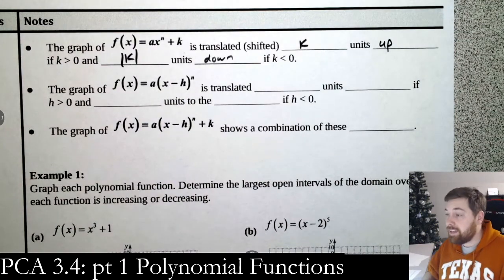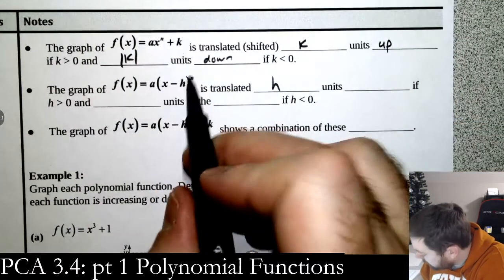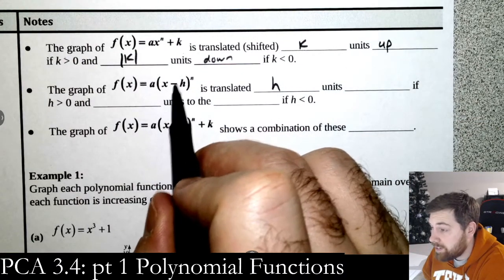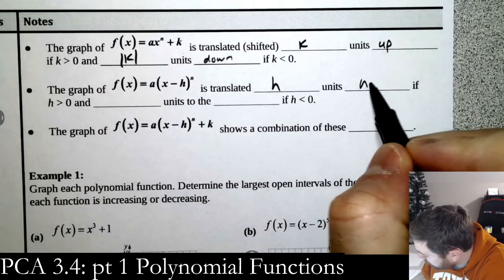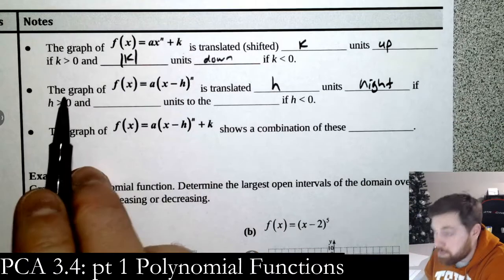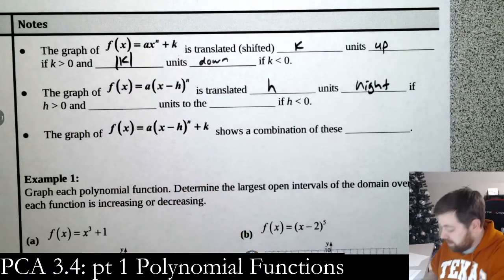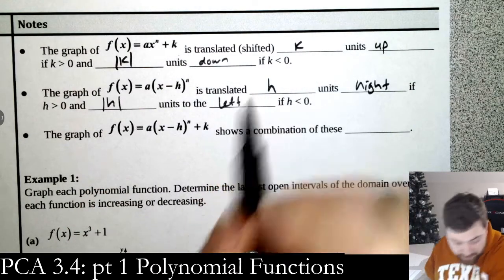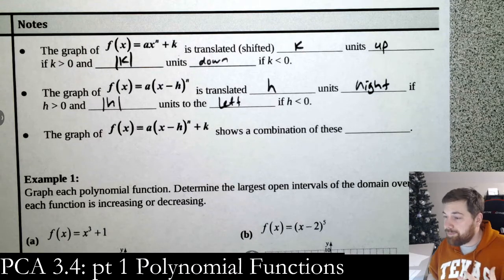If it's on the inside, it's left and right. So here we're going to translate it h units, and remember it's the opposite of what you think. If h is positive here, it's x minus h. That's going to be h units to the right if h is positive. Again, remember if x minus 2, you're moving it to the right, and it's going to be the absolute value of h units to the left if h is negative. So again, that's the opposite of what you think.